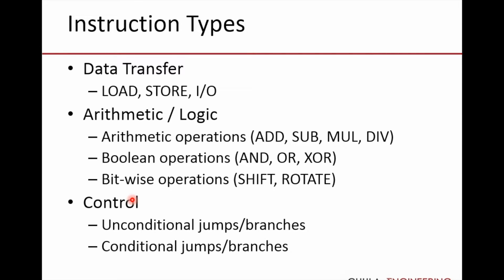To decode instructions, as mentioned earlier, instructions have several types. For example, we may have data transfer instructions, which load or store data from the memory or I/O in a more complex CPU. Some instruction types are about computation, for example, arithmetic operations: addition, subtraction, multiply, or divide.